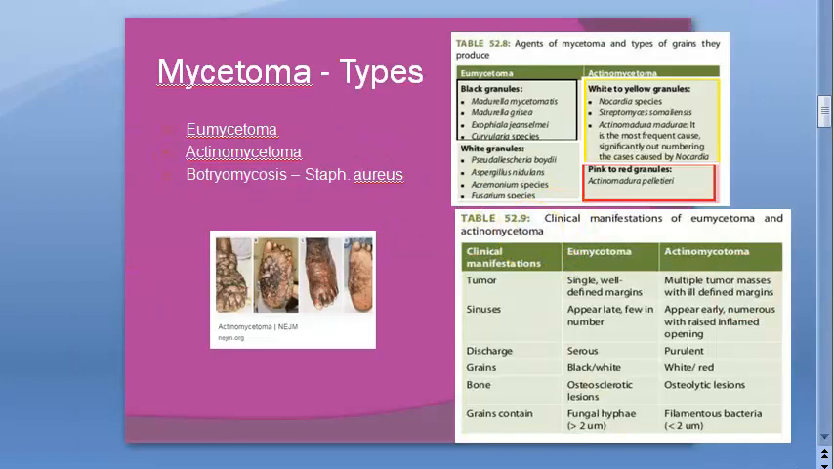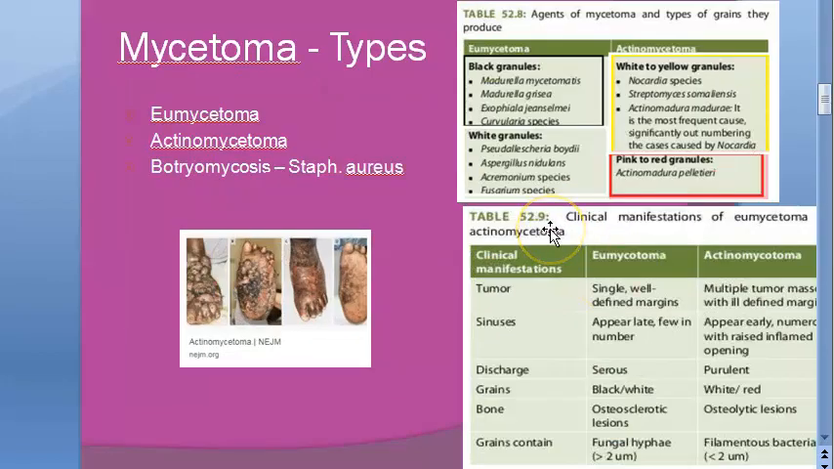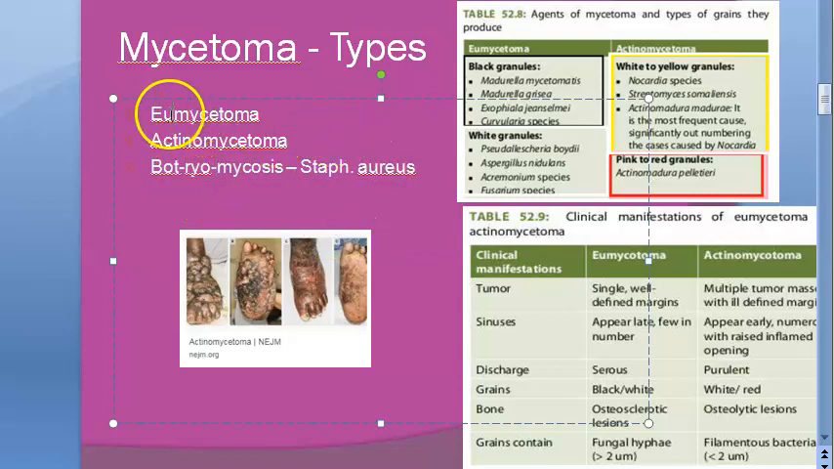Now, what are the types of mycetoma? Again, types. Whenever something is there, then again below that so many types will be there. Now, types of mycetoma, there are three types: Eumycetoma, Actinomycetoma, and Botryomycetoma. So, three types of mycetomas are there. Now, why are there three types of mycetoma? Eumycetoma means true mycetoma. So, it is caused actually by fungus. So, that is why it is true mycetoma.